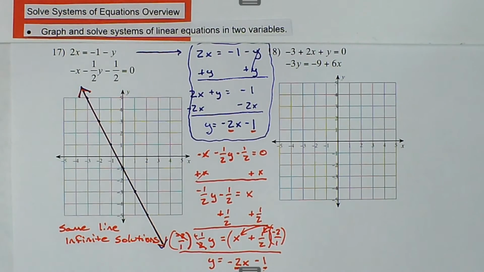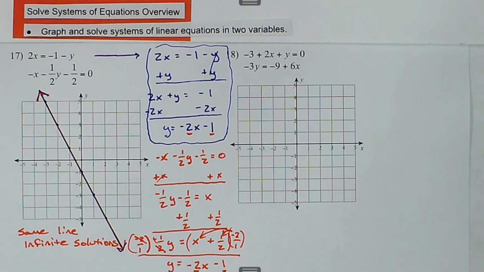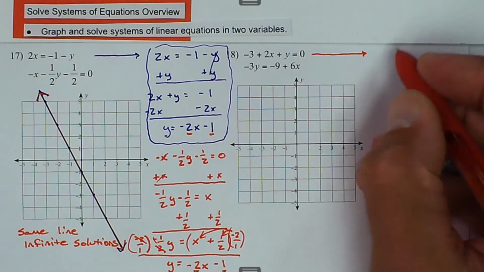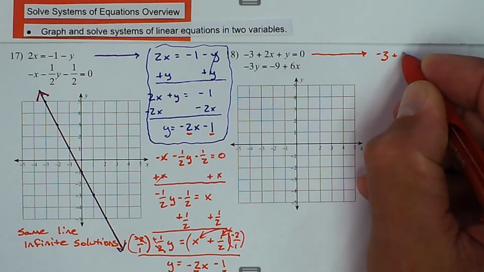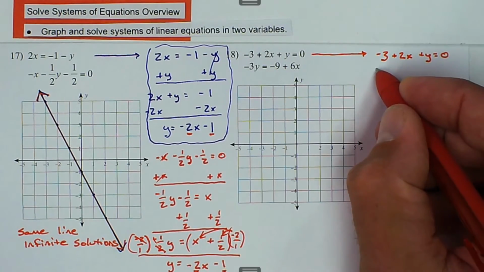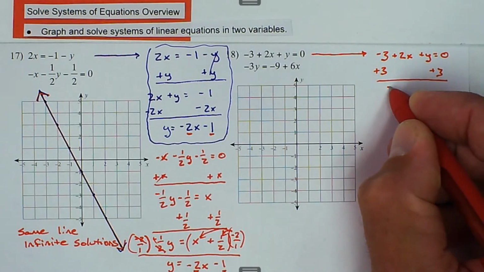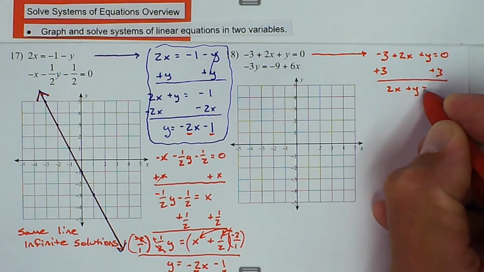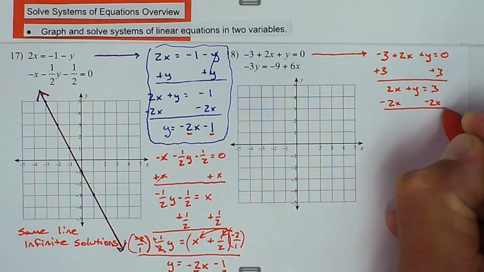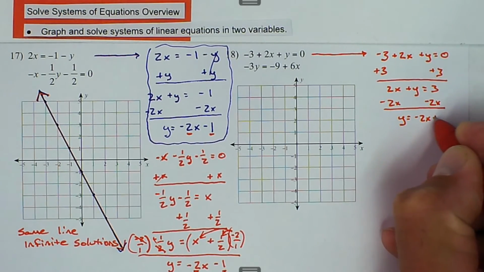We look at the same thing for number 18. Again, we want to get y equals mx plus b. So top equation here, we have -3 plus 2x plus y equals 0. So we can add 3. And then we get 2x plus y is equal to 3. And subtract 2x. And then we get y is equal to -2x plus 3.